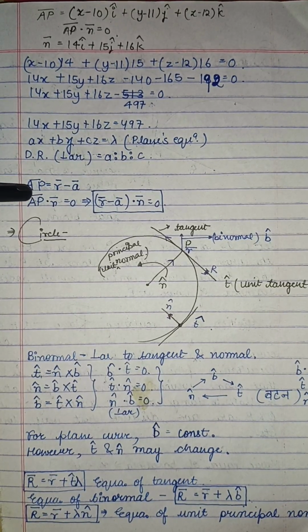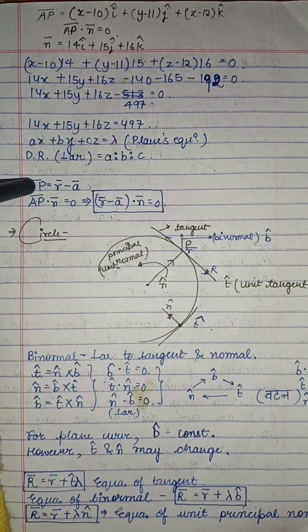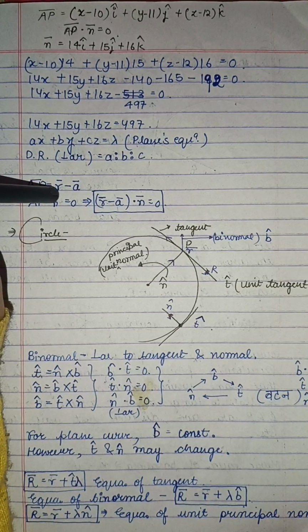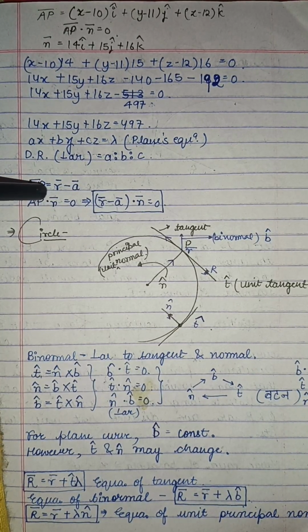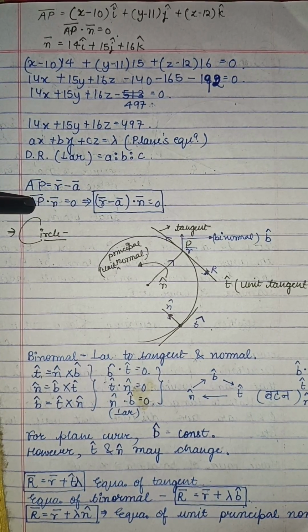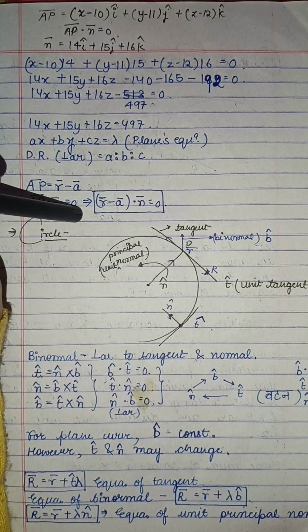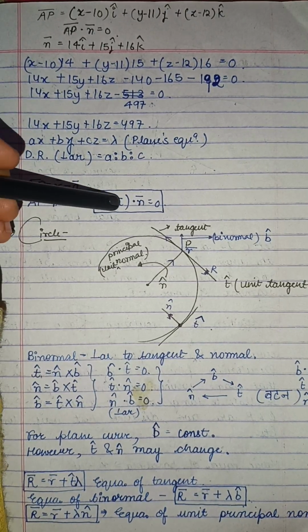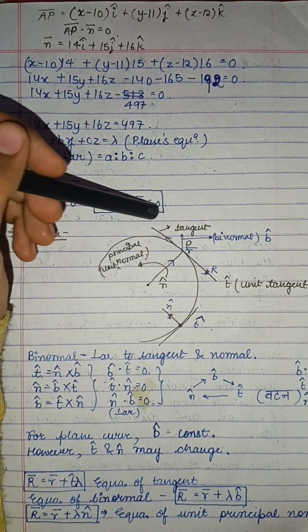And we can write the equation since we know that the vector AP is represented by r vector minus a vector, where P is represented by r vector and A by a vector. So AP dot product n vector is equal to 0 can be written as (r vector minus a vector) dot product n vector is equal to 0.